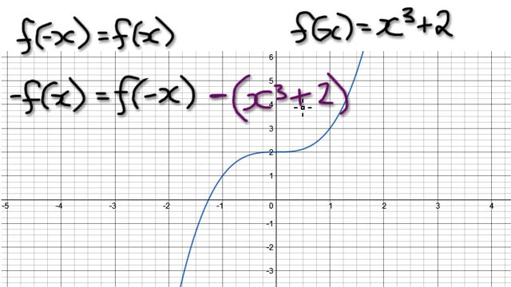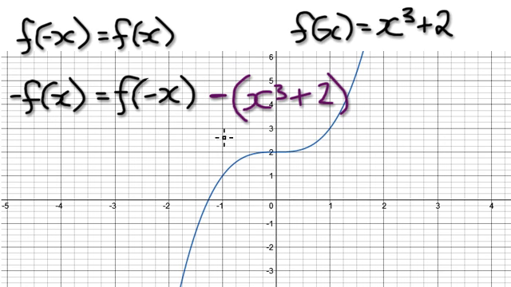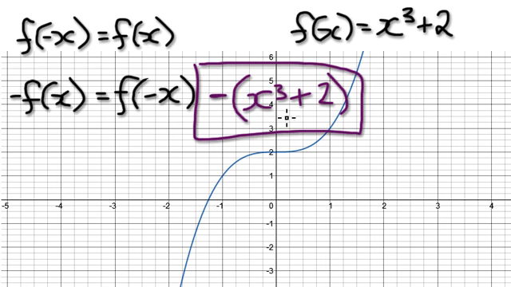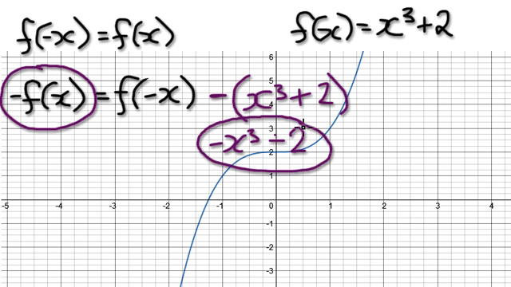Let's see what this transformation gives us. Let's tidy this whole thing up. This would be negative x to the power of 3 minus 2. So after applying this transformation, it ultimately becomes this.